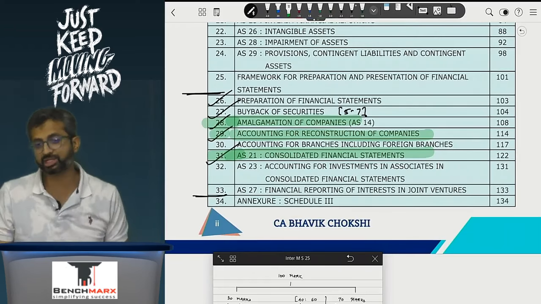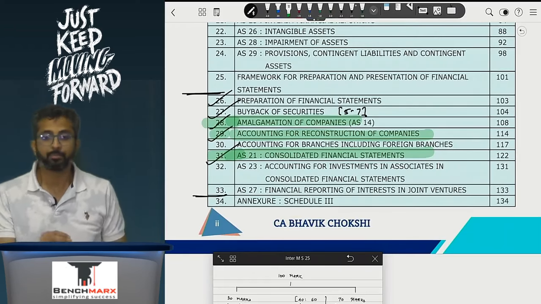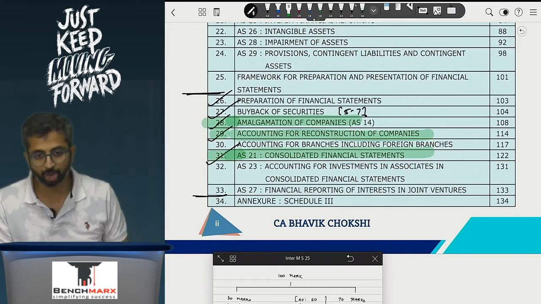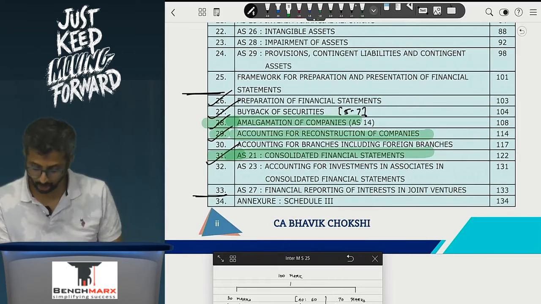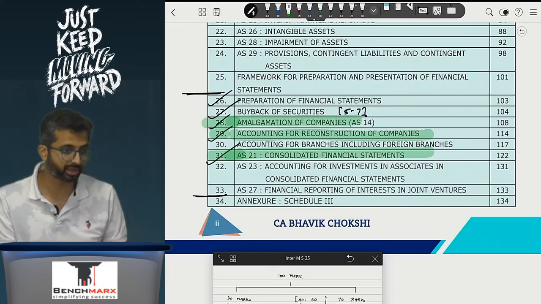Abhi branch mein se something might or might not come. Buyback might say something may or may not come, preparation of financial statements may or may not come, but these three will almost certainly come, right?